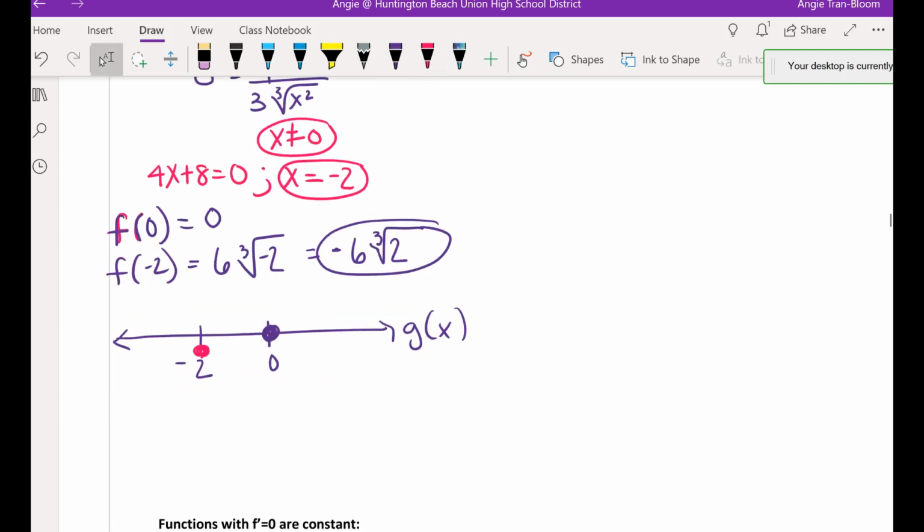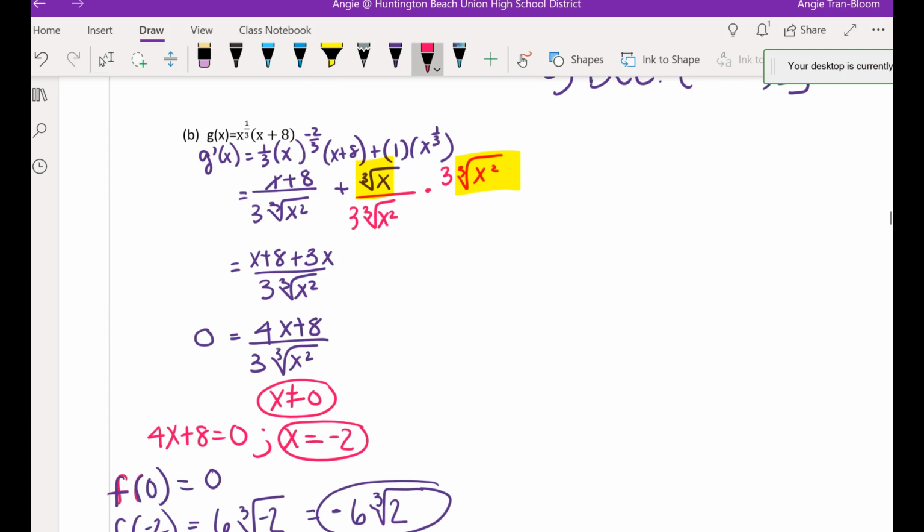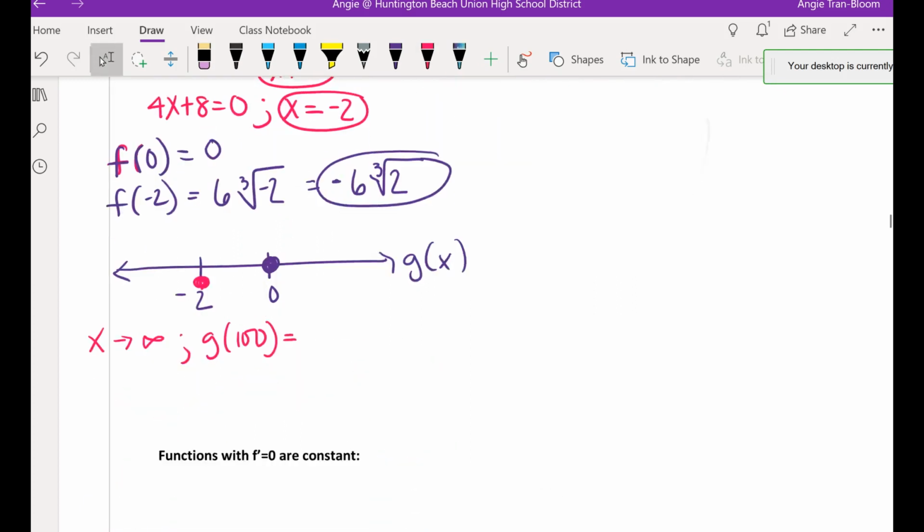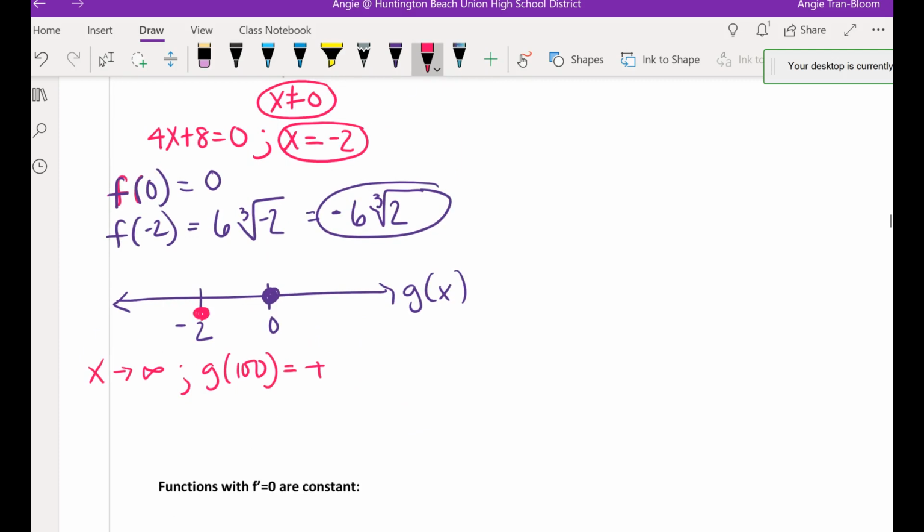Now we have to analyze. As x approaches something ginormous, let's call it like 1,000, what is g of 1,000? Positive or negative? Positive. 1,000 to a third root times something ginormous is positive. So it goes up like that.